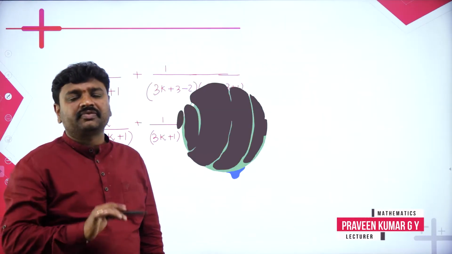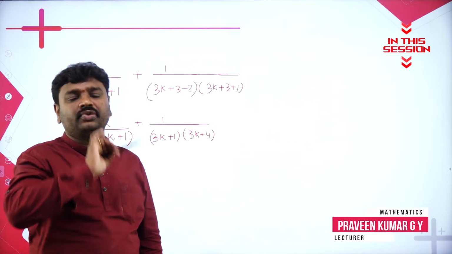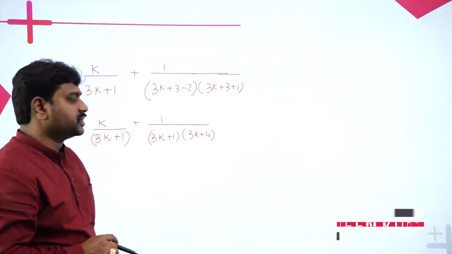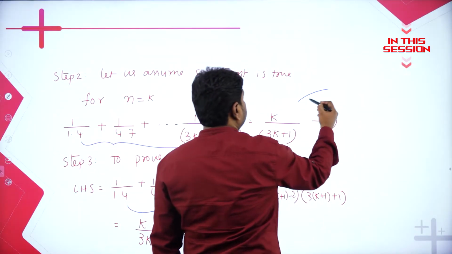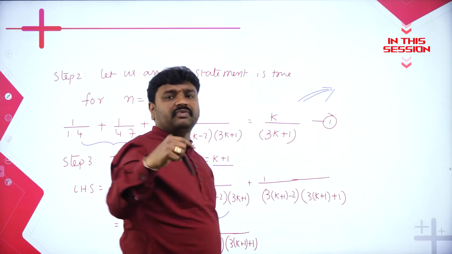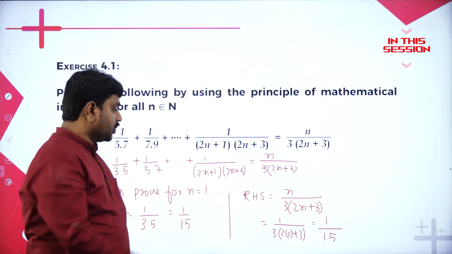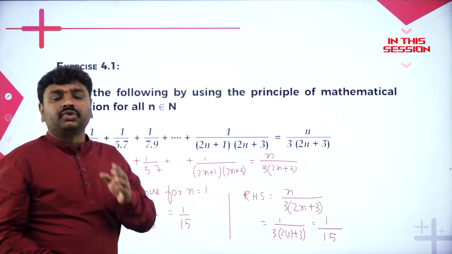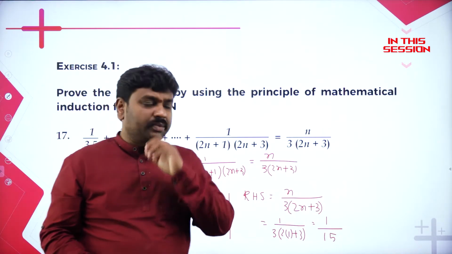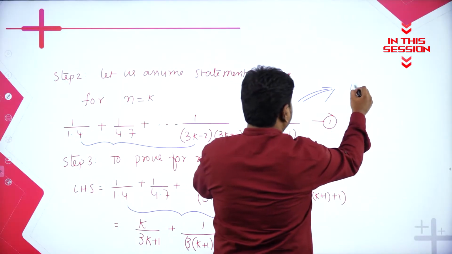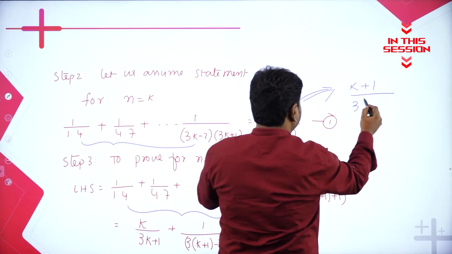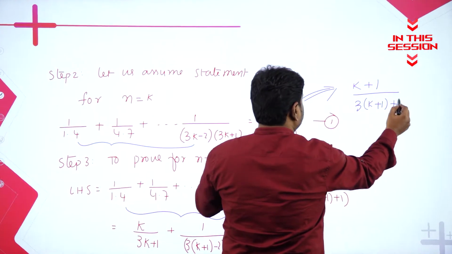If any term is common, first your task is to take common, then only if you simplify, the problem becomes easy. So wherever k is there, that should get replaced by k plus 1, then p of k plus 1 will become true. 2k plus 3 is common. First take it out, then you simplify. LHS is also 1 by 15. RHS is also 1 by 15. All of you know in LHS n is equal to 1 means one term you should take. So means numerator k should become k plus 1 and denominator should become 3 times k plus 1 plus 1.